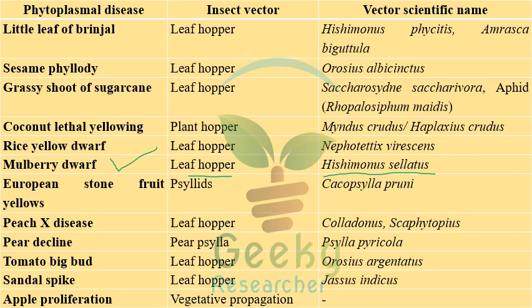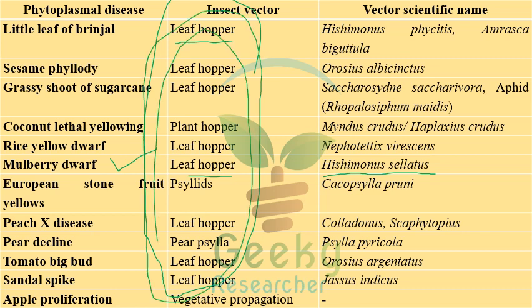It's very important: little leaf of brinjal is transmitted by leafhopper. And one more thing I would like to tell you, most of the phytoplasma and spiroplasmal diseases are transmitted through leafhopper. You can see out of 10 diseases that I have given here, 7 or 8 are transmitted by leafhopper. So leafhopper is the major insect vector involved in the transmission of phytoplasmal diseases. The scientific name is Hishimonus phycitis or Amrasca biguttula.